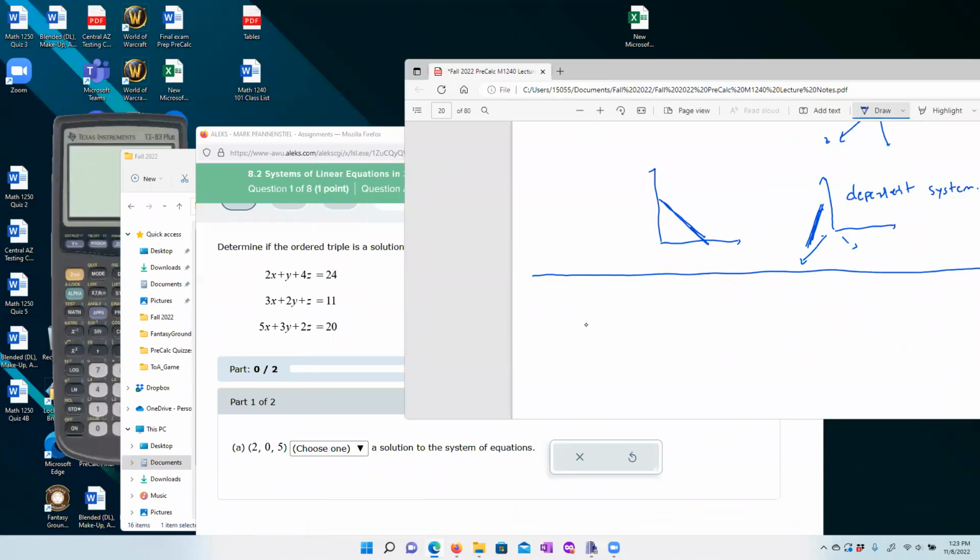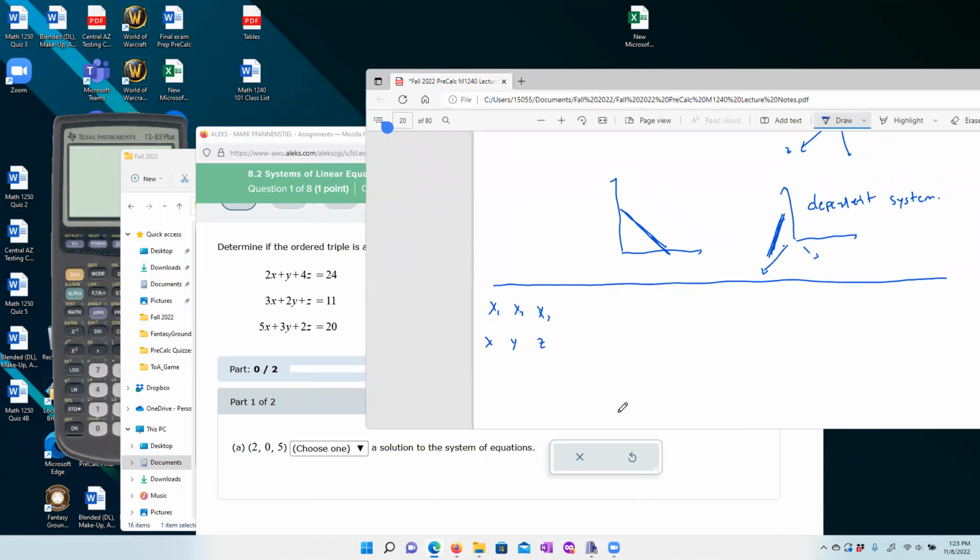So we have our 2x plus y plus 4z is equal to 24. Sometimes they use x sub 1, x sub 2, x sub 3 instead of x, y, and z. My z's are always hard to write, so I usually try to do x1, x2, x3, but it doesn't really matter which way you do this. Some books like x sub 1, x sub 2, x sub 3. Some books, your book, likes x, y, and z. It really is up to the person writing the book as to which format they're going to use.